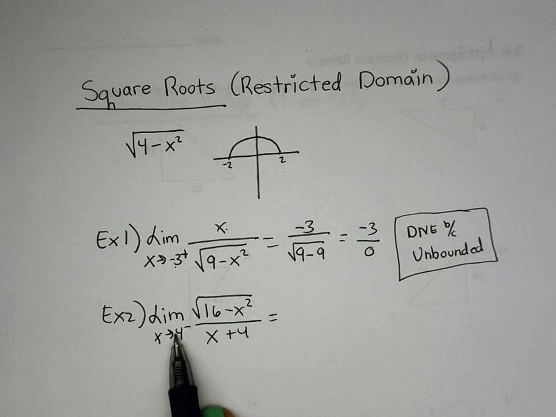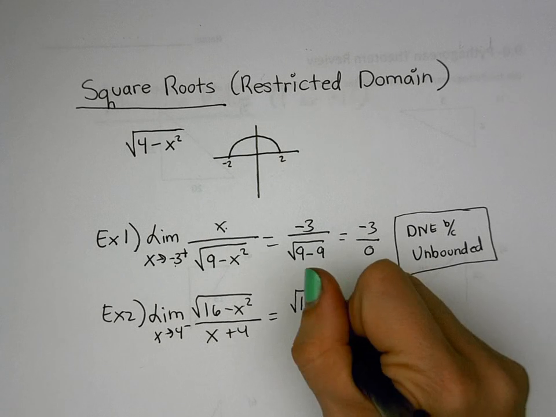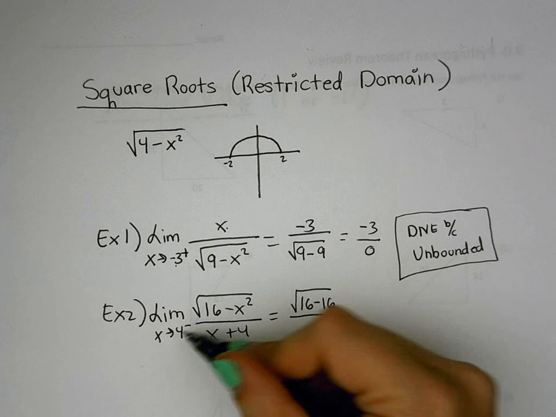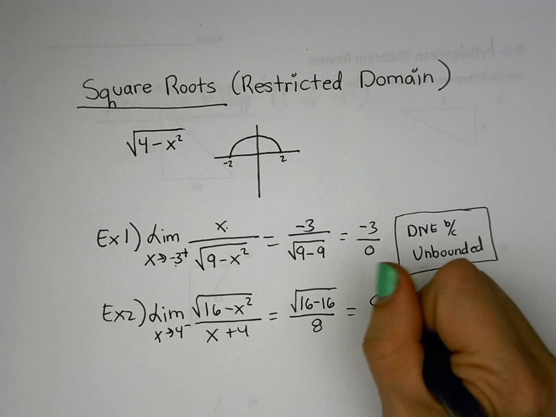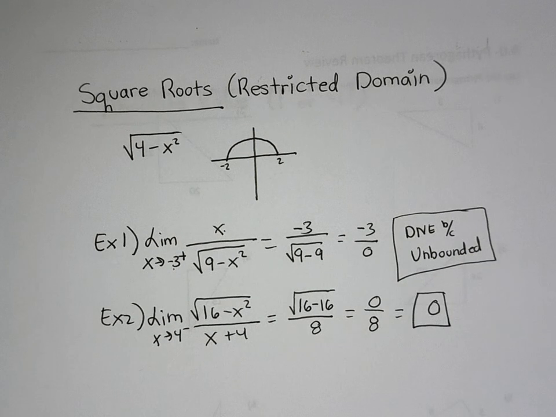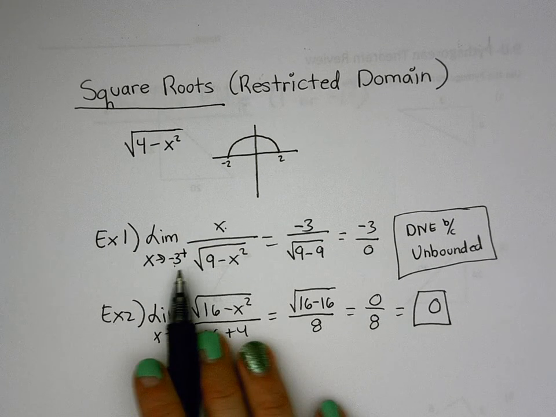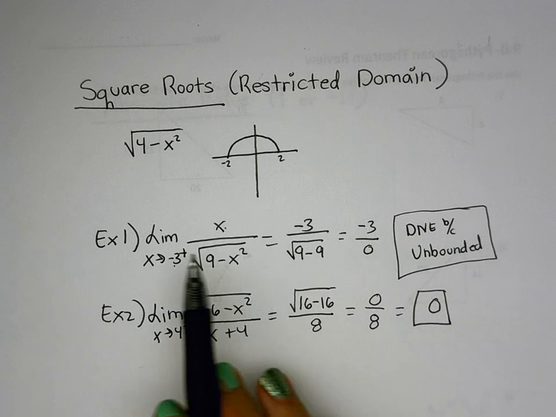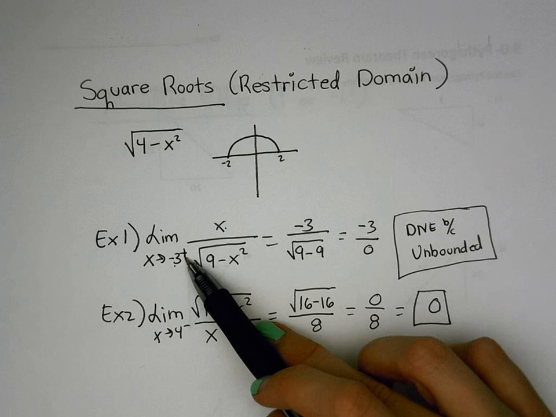Okay, plugging in 4, we get the square root of 16 minus 4 squared, which is 16, over 4 plus 4, which is 8, which is 0 over 8. 0 divided by 8 is 0. Okay. So again, the purpose of the one-sided limit is to make sure that we are aware that at the edges of our square root function, we do have an end to our domain, so we can actually only approach from one side.